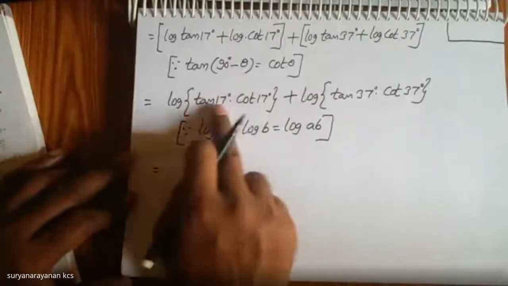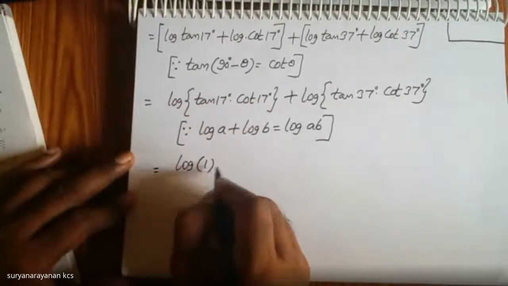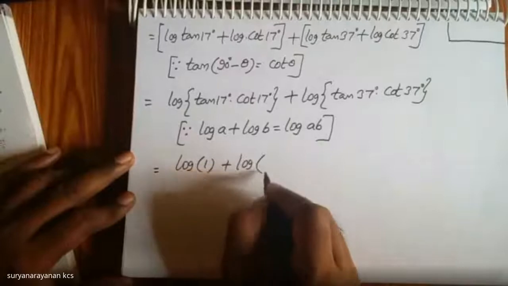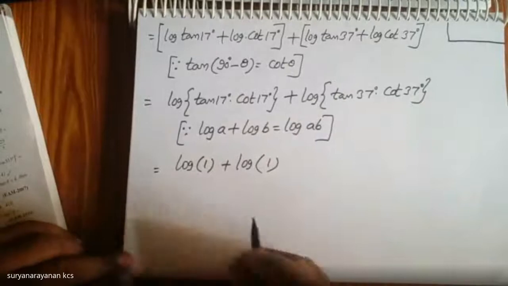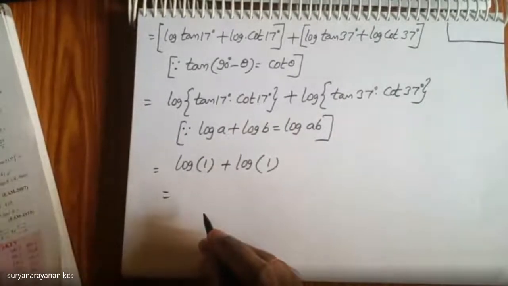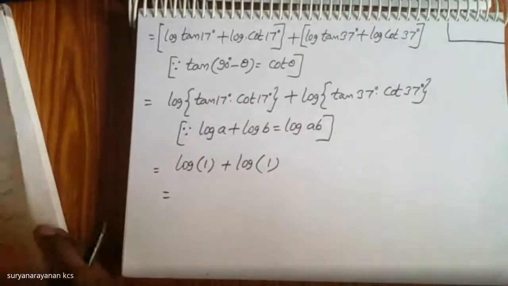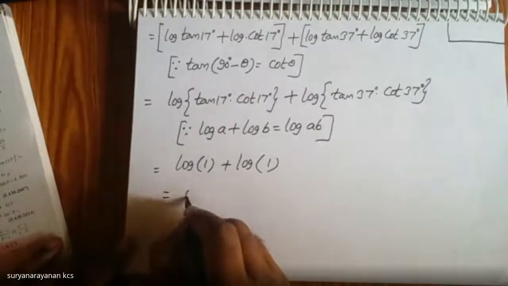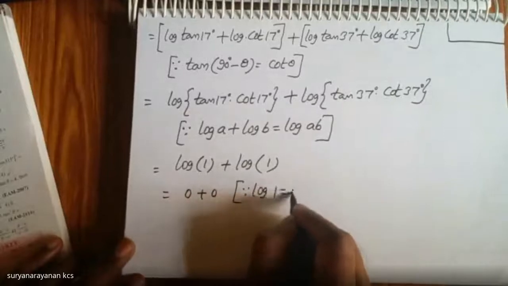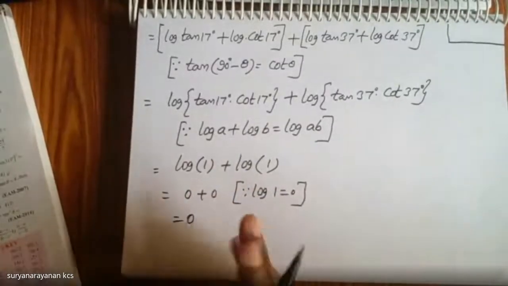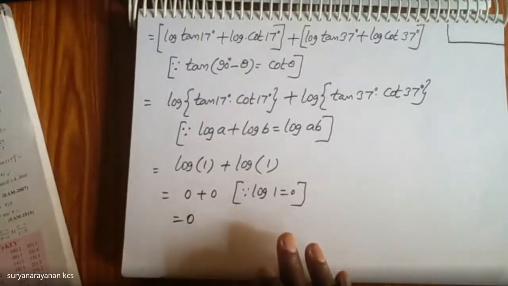In these brackets, tan 17 into cot 17 gives 1. Yes or no? Similarly, here also tan 37 into cot 37 gives 1 only. Log 1 is 0. So for this question, the first option is the correct option.